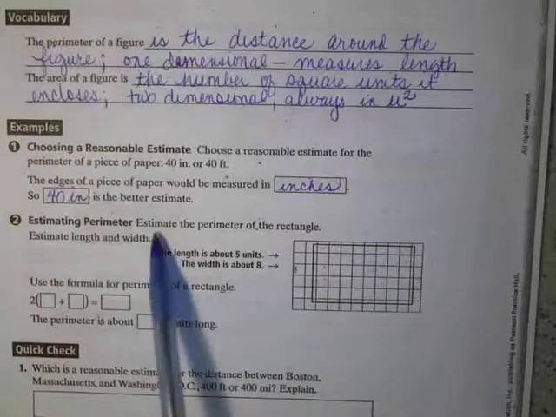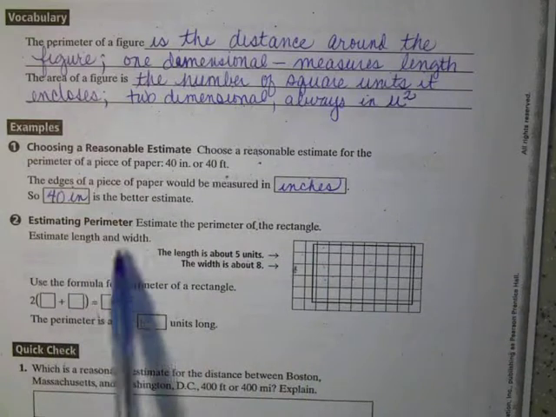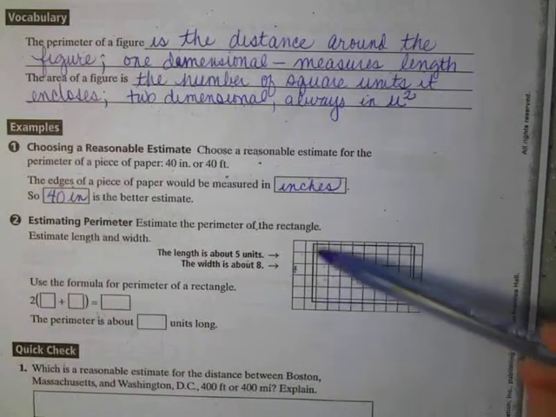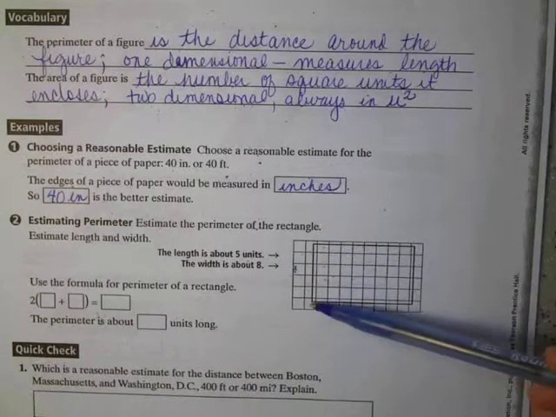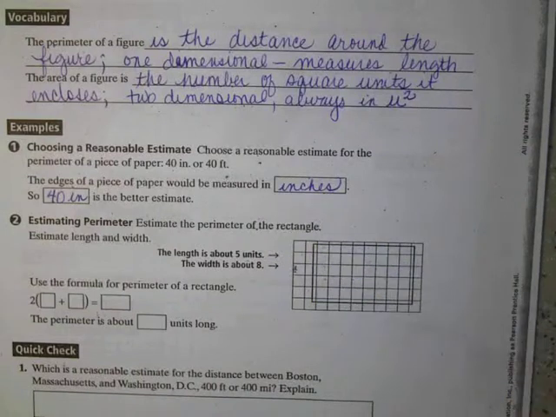Okay, estimating perimeter. Estimate the perimeter of the rectangle. What we'll do is estimate the length and the width. The length, and they're calling this the length, is about 5 units. If you look here, 1, 2, 3, 4, full, here's a part and here's a part, very close to 5 units. Here, do the same thing. By the time you end up counting and putting all the little pieces together, it's about 8. 1, 2, 3, 4, 5, 6, 7, 8, and a little bit, closest to 8.